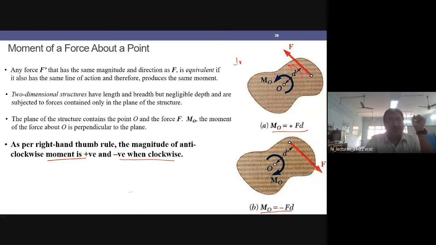In layman's words, how can I find out if the force is producing a clockwise or an anti-clockwise moment? Keep your thumb at the point of rotation, and then rotate your little finger along the force direction. You will be able to see whether you have a clockwise moment or an anti-clockwise moment. Right now in my camera it will be exactly opposite, so you will see it as my left hand which is moving.